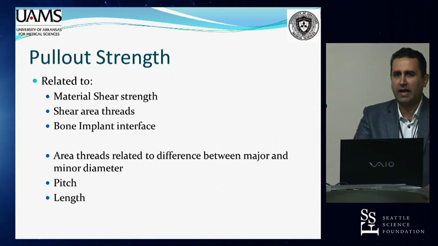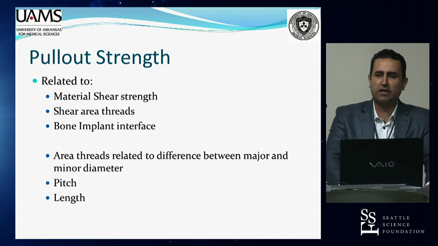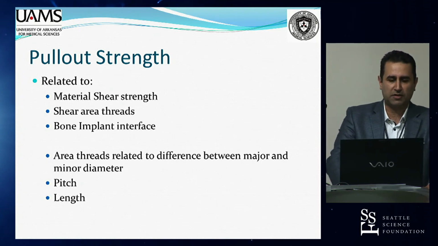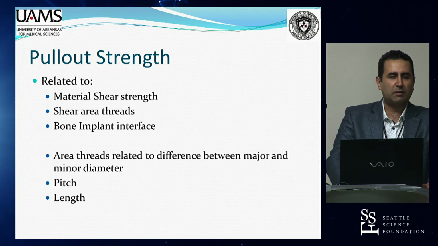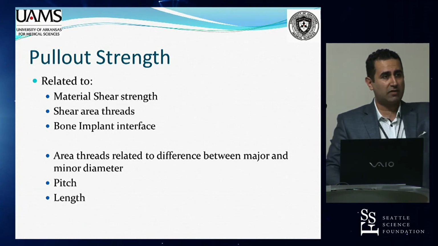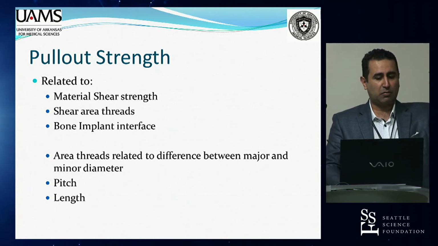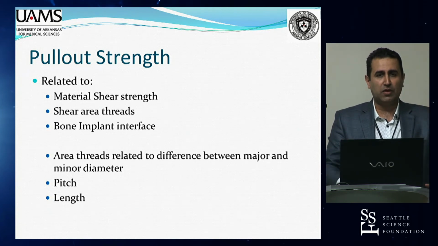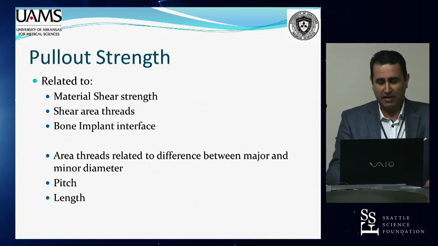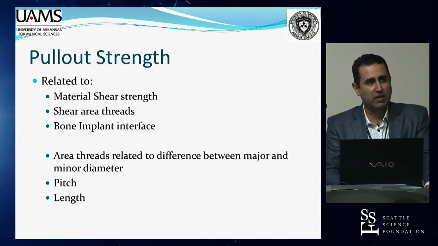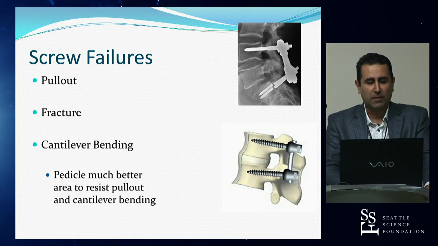Pull-out strength is related to a few important things. Firstly, of course, is the bone implant interface of the patient. The material shear strength of the implant and the bone. But there are a few man-made differences that you can apply to your patient. The difference between that major and minor diameter of the screw is important, that thread area difference with respect to pull-out, the length of the screw, and most importantly, the pitch and the angulation. So remember that when you're needing strong fixation in a patient with weak bone.